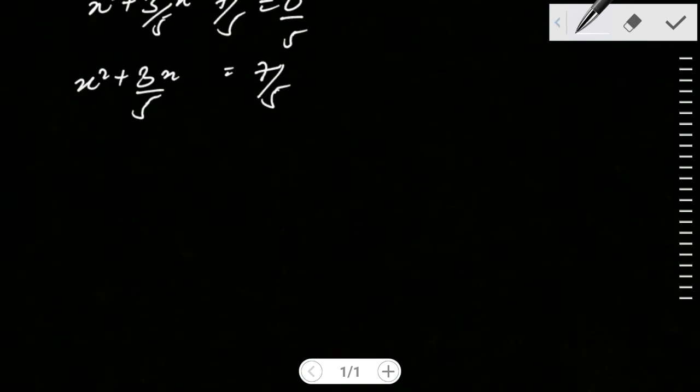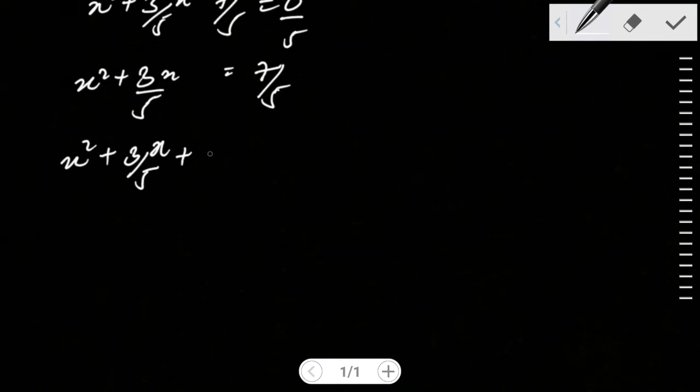And so depending on the coefficient of x, we are going to make this side a perfect square. So x squared plus 3 divided by 5 x. Now the sign that's here, we don't depend on it, and therefore we just add.